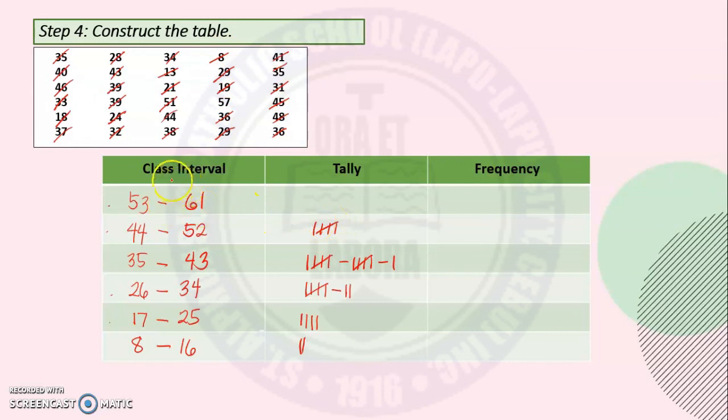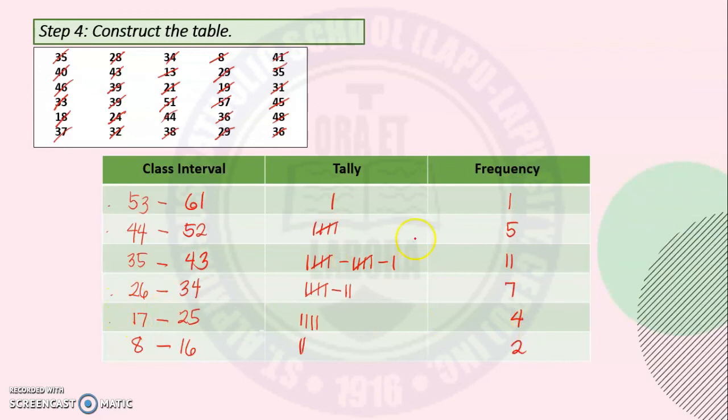And for the last class, we have 53 to 61. We only have one number, and that is 57. So 1. Now, we are done with our second column. For the last column, we have the frequency. To find the frequency, we will just count the number of tallies. So this is 1, 5, 11, 7, 4, and 2.